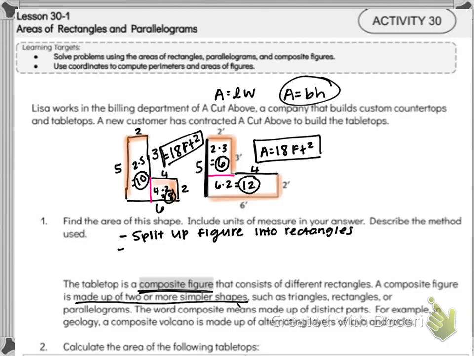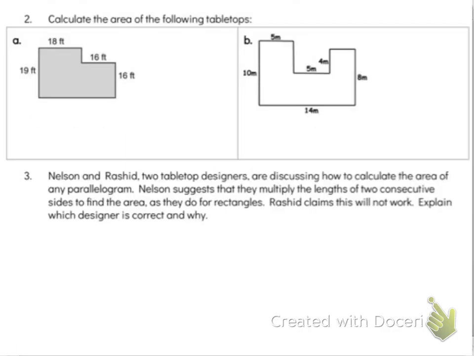Once we split it up, we took the area of each of those rectangles. And once we found the area, we added those areas up. And that's how we got the area of the whole thing. Okay? All right, let's look at some other composite figures.